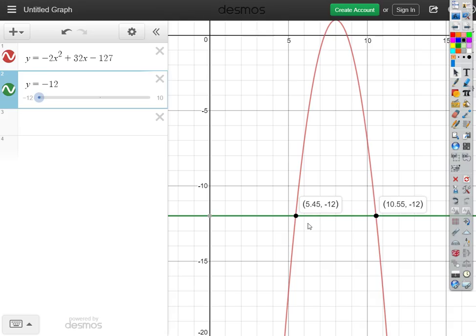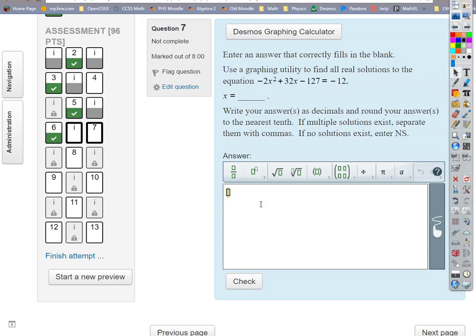So what are my answers then, rounded to the nearest tenth? 5.5 and 10.6. I'm curious to see if Moodle, I might need to change something on this, because I think that the plugin does this wrong. I think it rounds down instead of up. We'll see. Has anybody ever seen this before? So if I put in 5.5 and 10.6, that should be right.